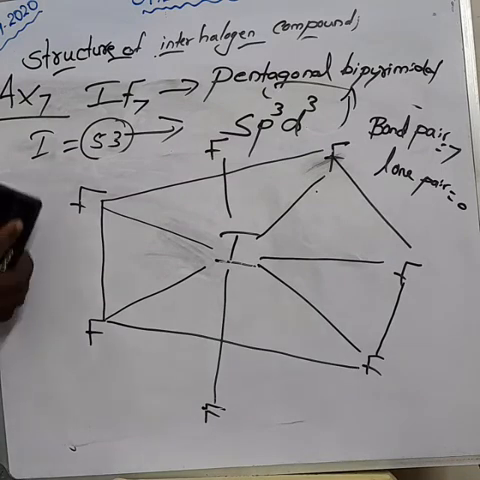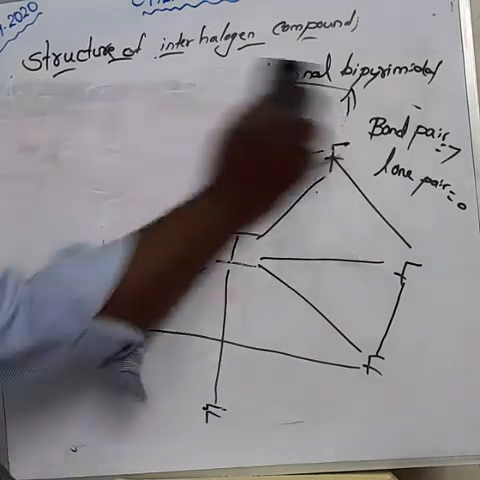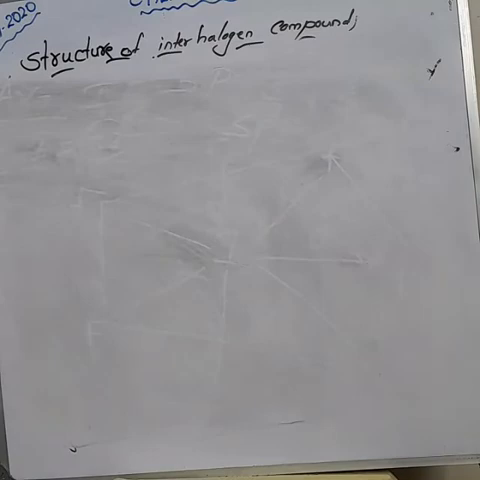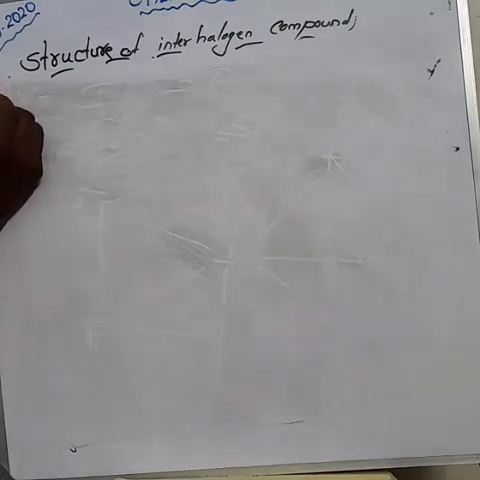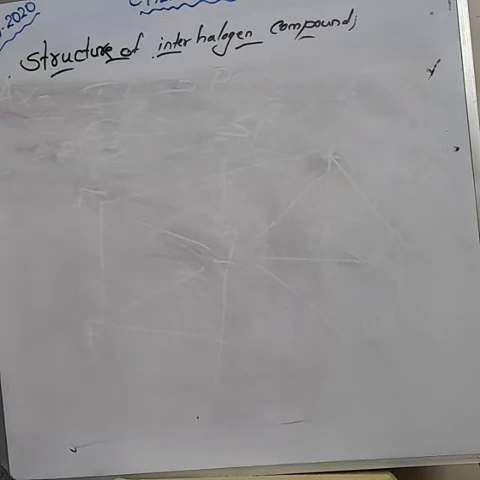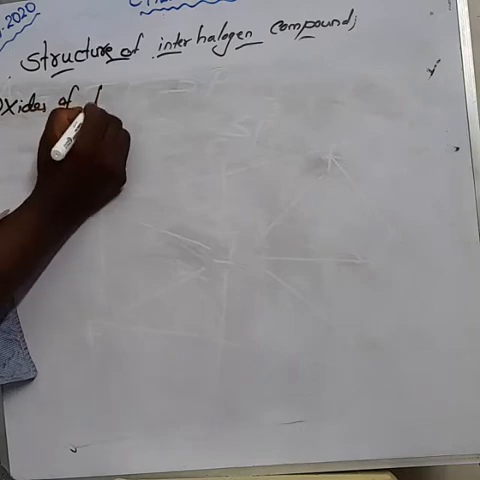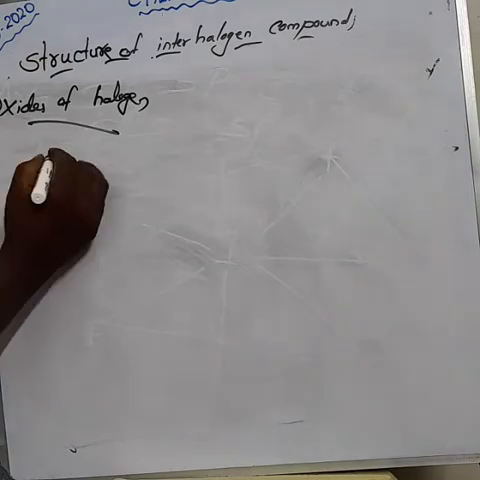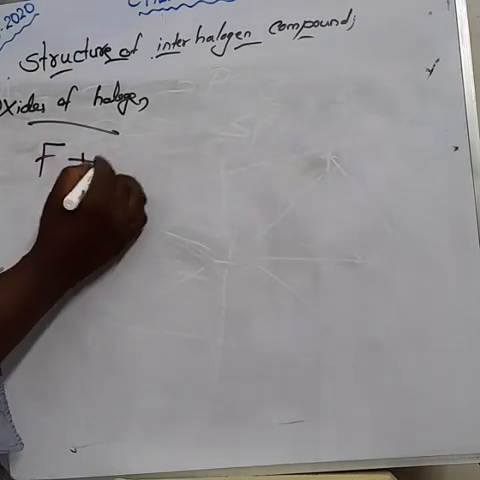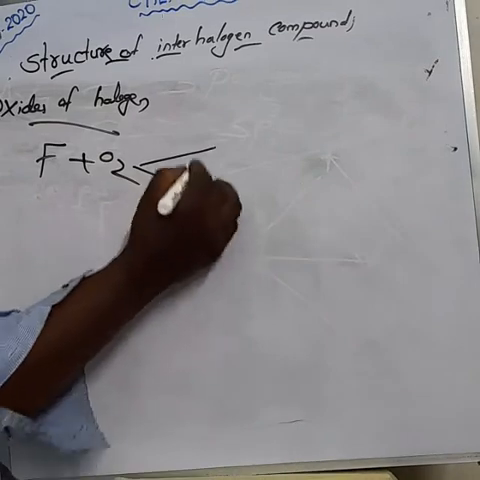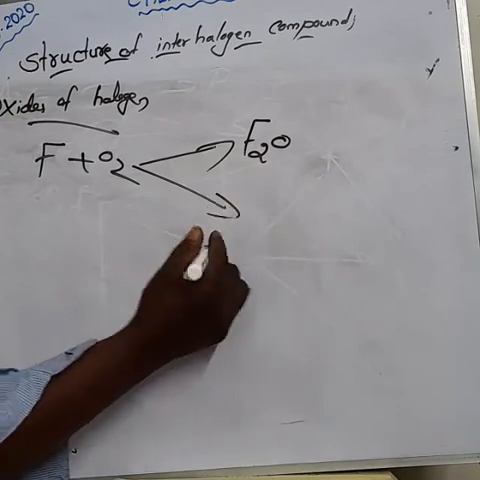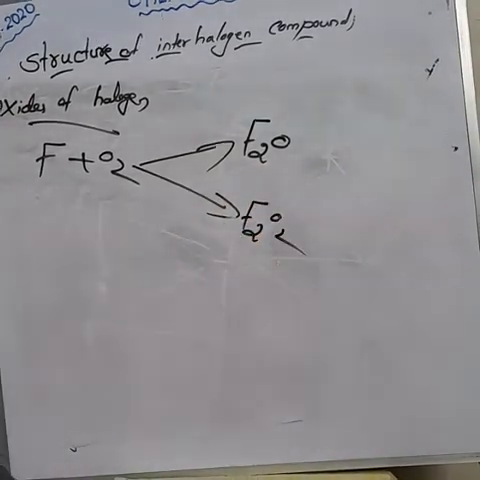Next, about the oxides of halogen. You should also learn about the oxides of halogen and also the oxoacids of halogen. Here, for the oxides of halogen, fluorine reacts with oxygen. We get 2 types: one is F2O and the next one is F2O2. These are the 2 types.